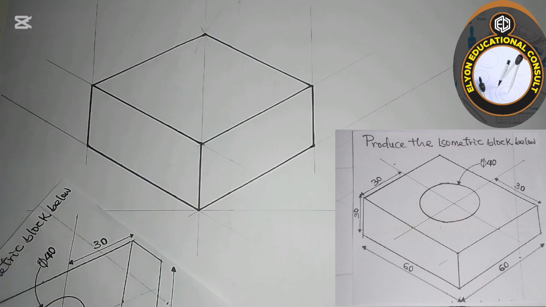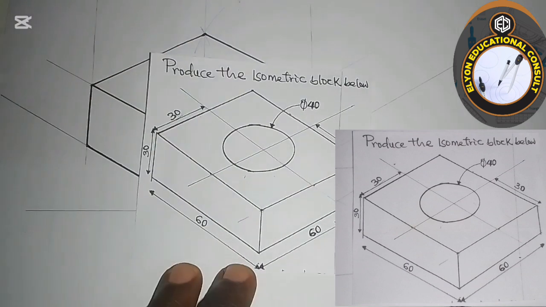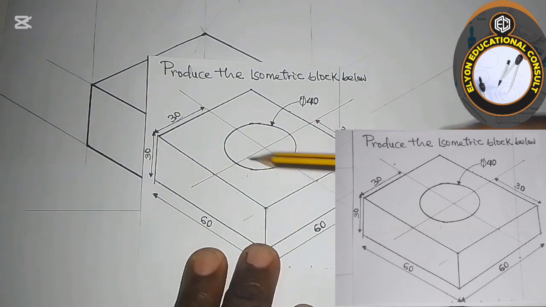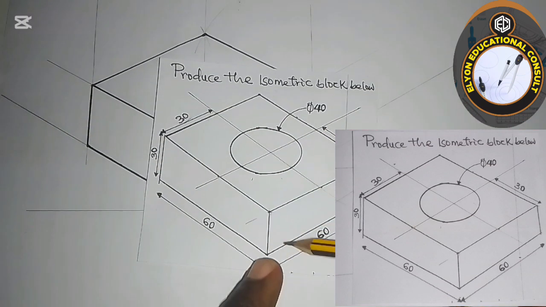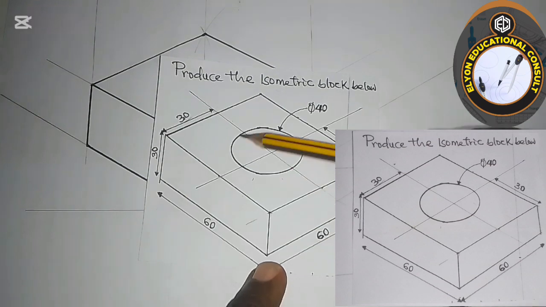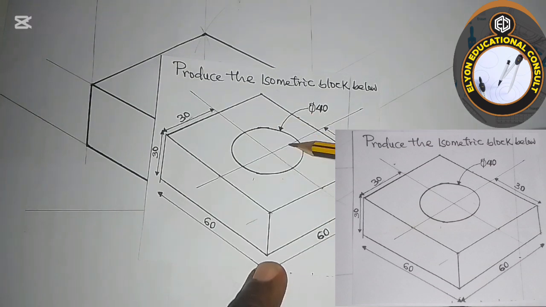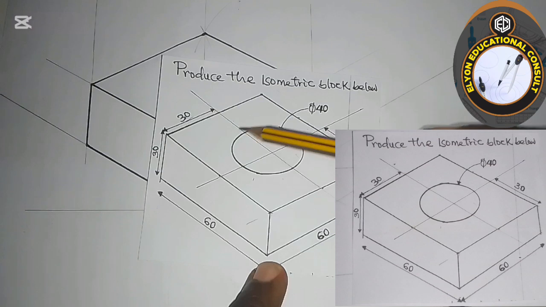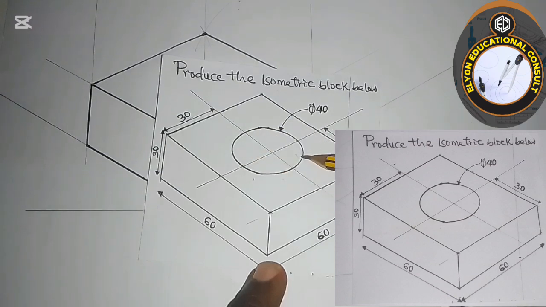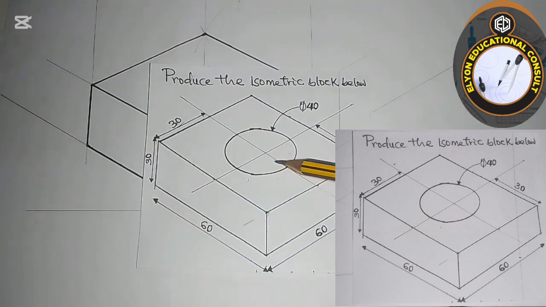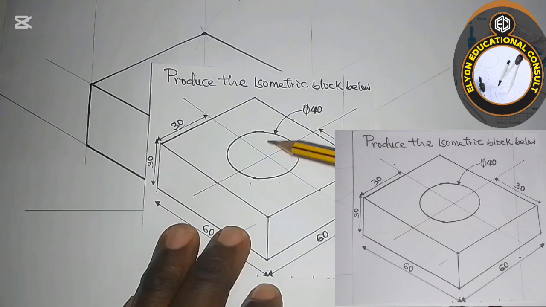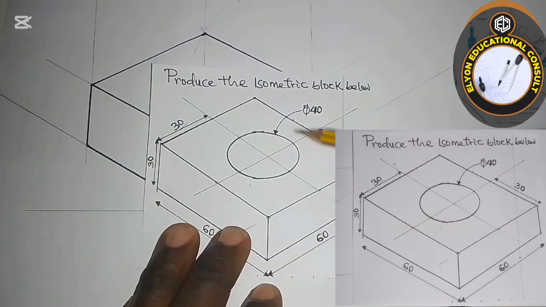So the next thing I will be doing now, I want to produce this circle that is on this block. Since the block is an isometric projection, it's not going to appear like a circle, it will appear as an ellipse. I've done how to draw an isometric circle in my previous video. I did the rhombus method of drawing an isometric circle and the transfer method. So I can use any of the methods here now.